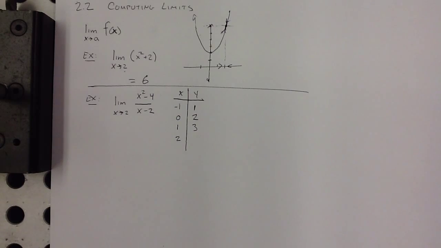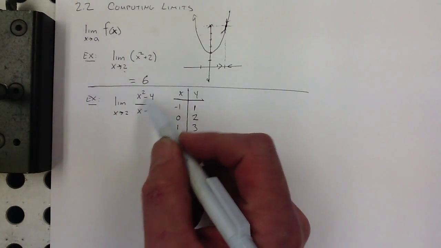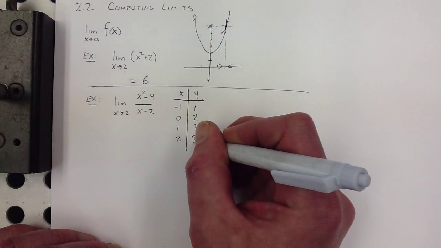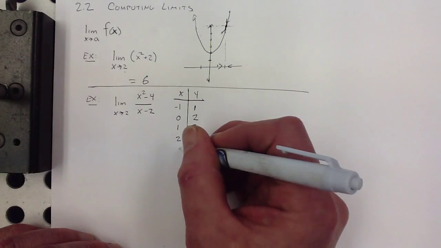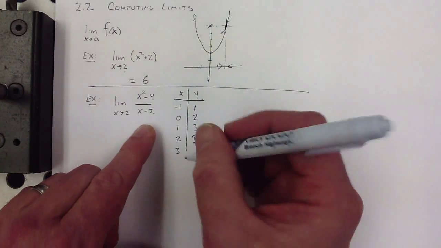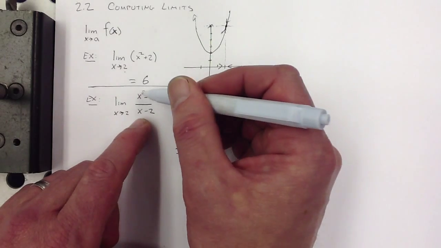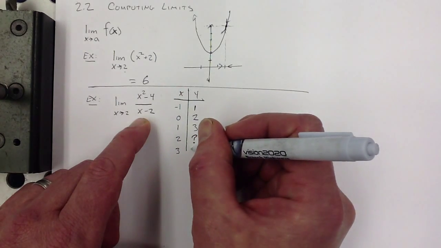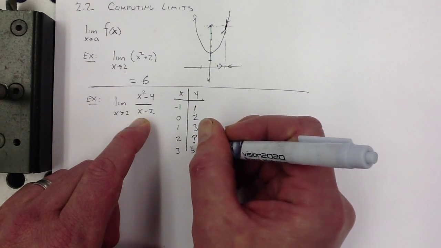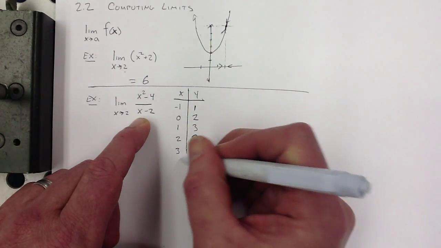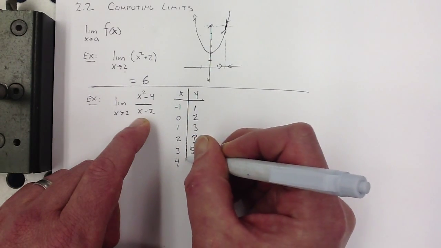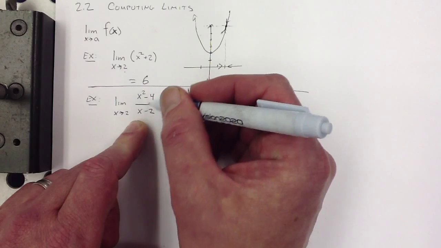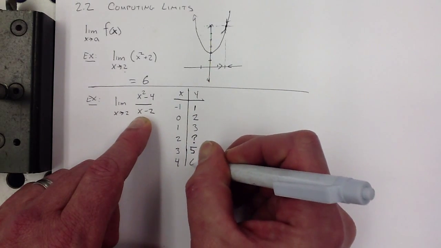Well, what are we supposed to do about that? The first thing you should always do is plug in 2 here, right? So 0 over 0, not sure what to do about that. And then if we plug in 3, we get 9 minus 4, that's 5 over 3 minus 2, 1, so that's 5. And let's go one more if you're not convinced about what this pattern is here. So plug in 4, that's 16 minus 4 is 12 over 4 minus 2, that would be 6.